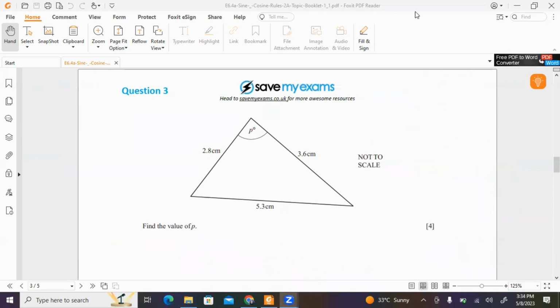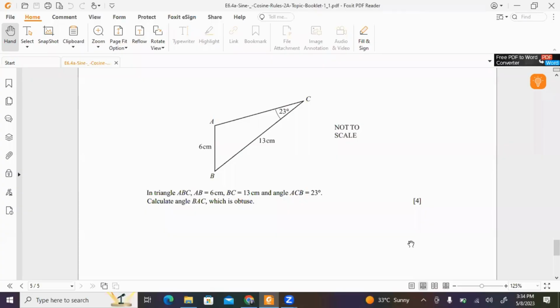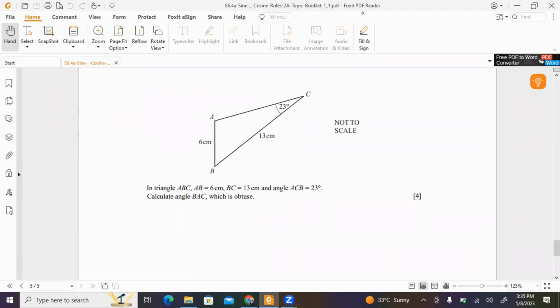Then if we go to the next question, it says in triangle ABC, AB is 6 centimeters, BC is 13 centimeters, angle ACB is 23 degrees, calculate BAC, which is obtuse. So what we can do over here is, since we have one angle and its corresponding length, we will use the sine rule. So we can do 6 over sine 23 equals 13 over sine of A.